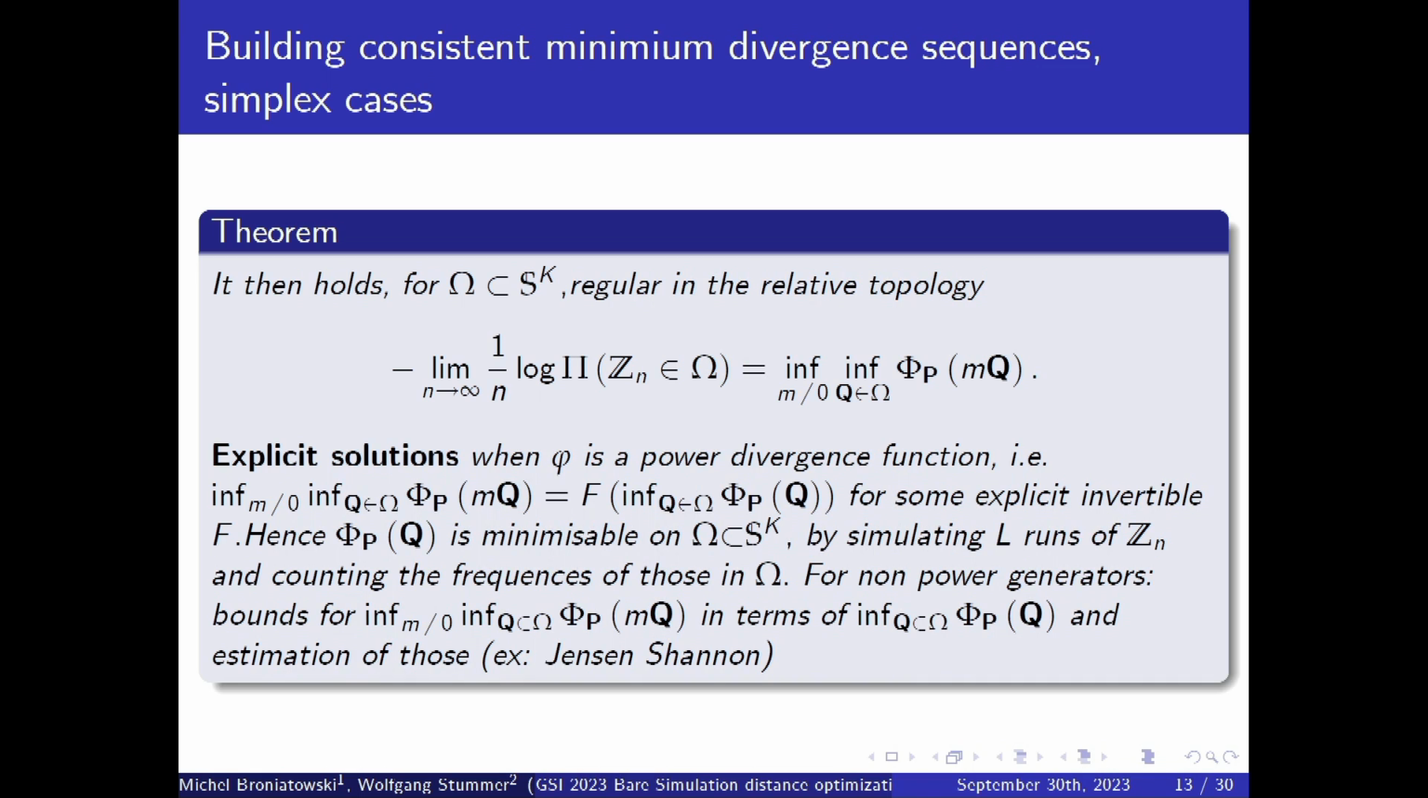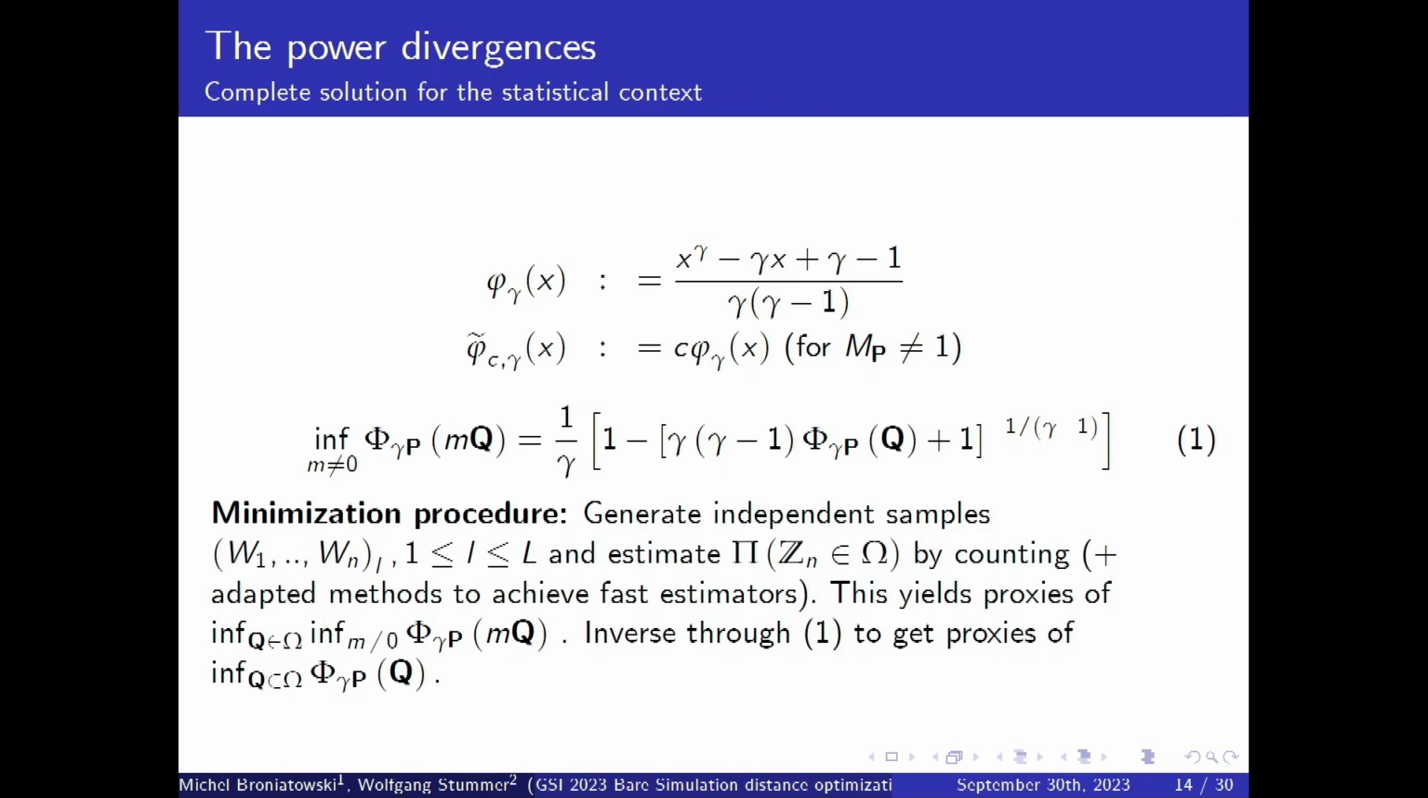What is important is that what we want is the infimum of phi of p on q, not the infimum on m. But in many cases, we're able to express the minimum on m as a function of phi of p q itself. And then we're able to make an inversion and go back to the previous problem. This is written on here, and this is typically the case for power divergences.